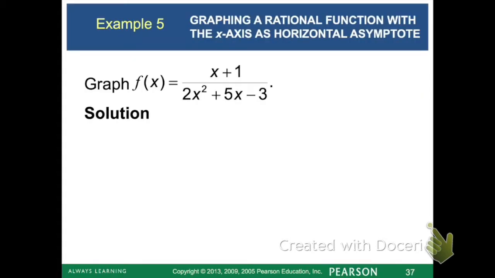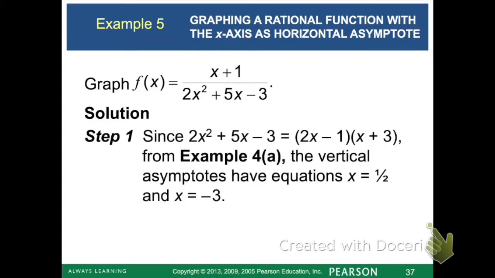So here we go, example 5. We're going to graph this rational function. First of all, I'll make a note that this is actually the same function from example 4, part A that we did in the notes. So we already know that our vertical asymptotes are at x equals 1/2 and x equals -3. If you didn't remember that, you would just have to take the denominator, factor it, and then set each part equal to 0 and solve. Make sure that your asymptotes are written as equations, x equals a number.